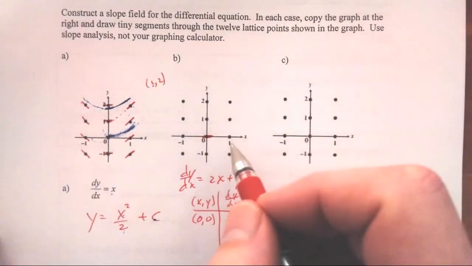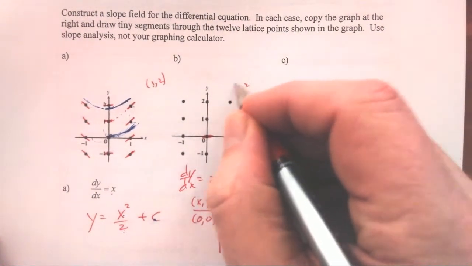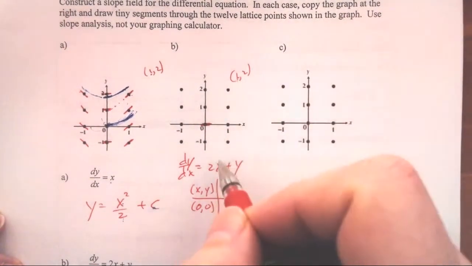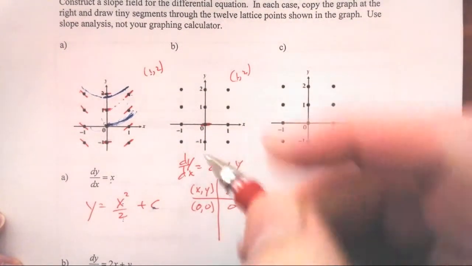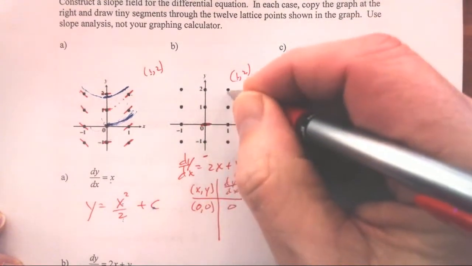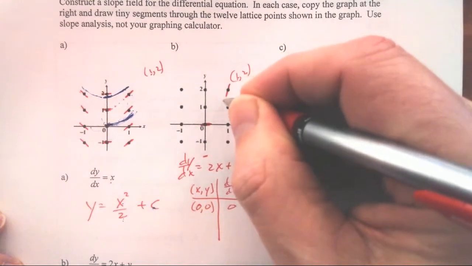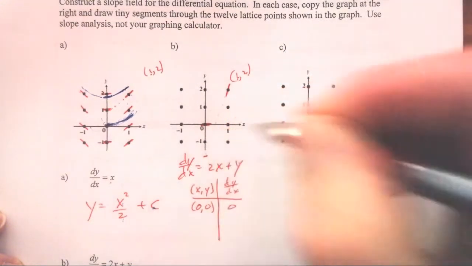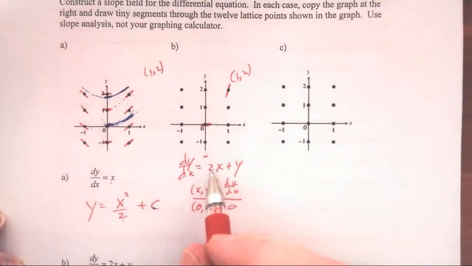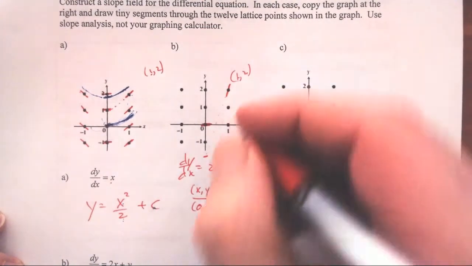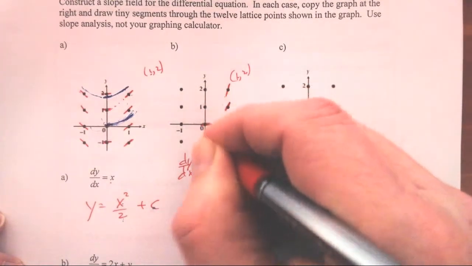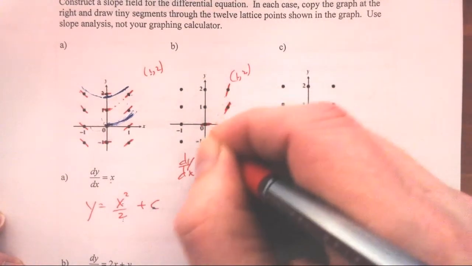Let's start up here. At 1, 2, I'm not going to write that down for everyone again, but we're going to go through this one. I get 2 and 2, 4. So a slope of 4 would be aiming clear down here. Really steep. Just kind of trying to visualize that aiming down here. How about at 1, 1? I get 2 times 1, 2, plus 1, 3. Slope of 3. It's trying to aim down over 1, down 3. It's trying to aim down at this.